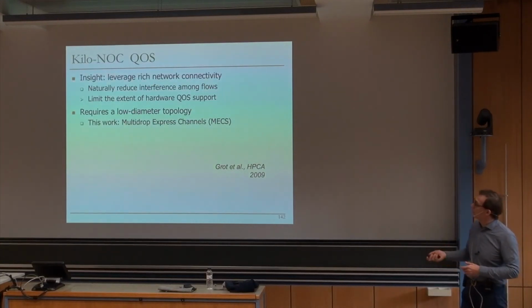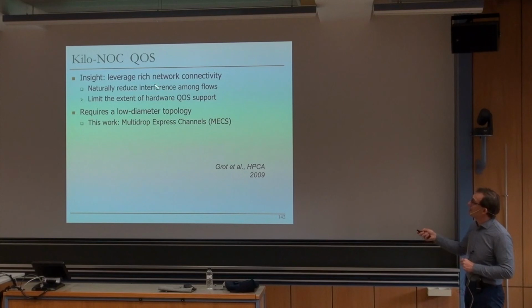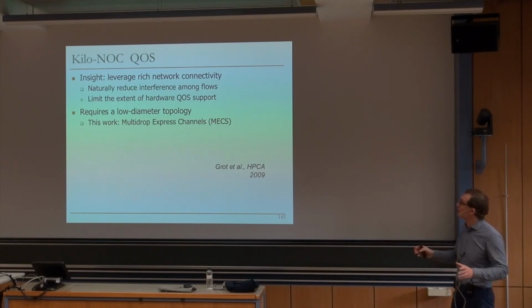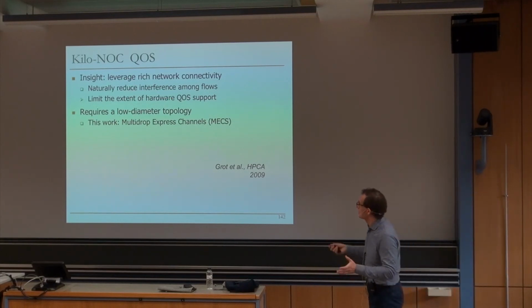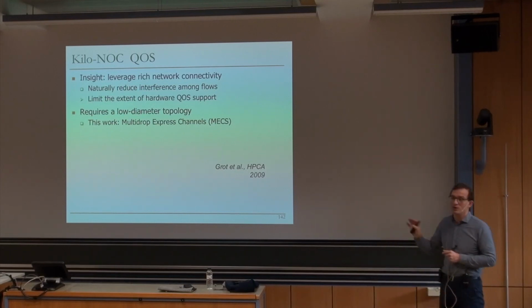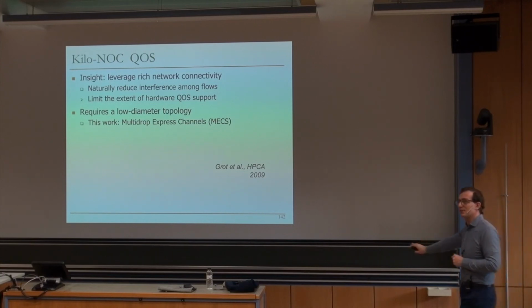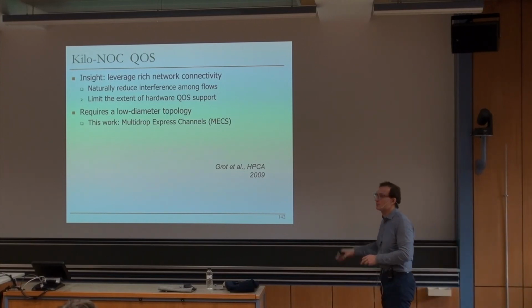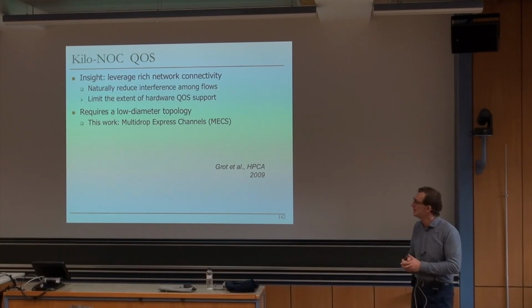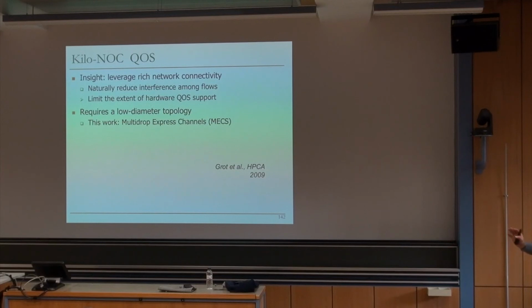So the idea with Kilo and Oka is this. We have a lot of network connectivity on chip. And we can use that naturally to reduce interference among flows. And by doing that, we will limit the extent of hardware quality of service support in the routers. Basically, we're going to use a topology as an enabler for reducing the quality of service support, as a result improving the efficiency. So this requires a low diameter topology. That's why low diameter is good actually in general.